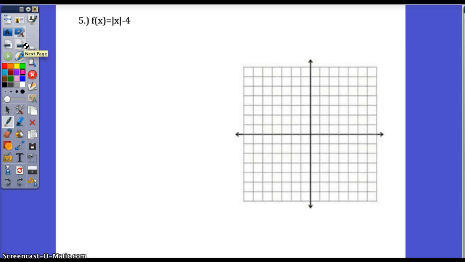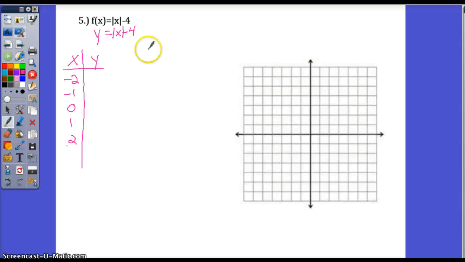Number 5, we have f of x. f of x is the same thing, remember, as y. So we have y equals the absolute value of x minus 4. Let's pick some x values that we want to put in. Again, I'm going to pick negative 2, negative 1, 0, 1, and 2.